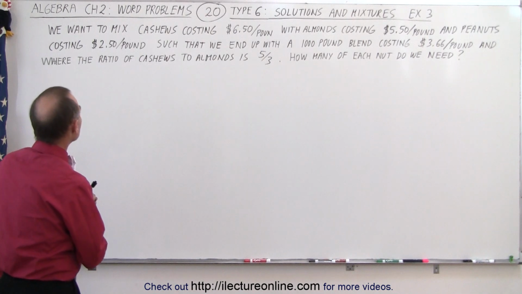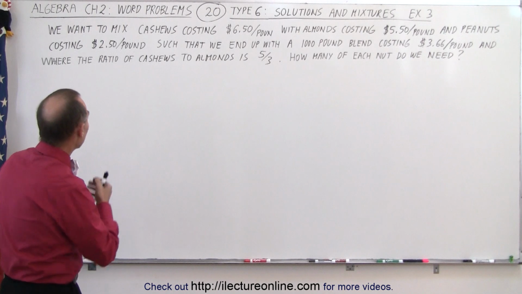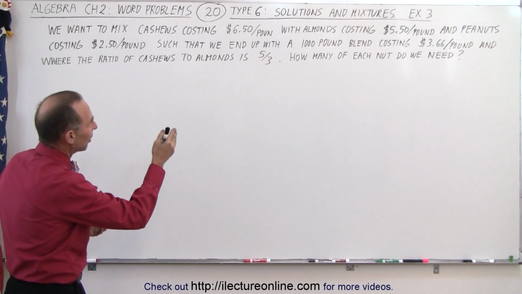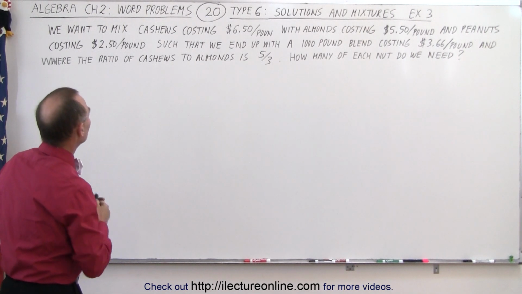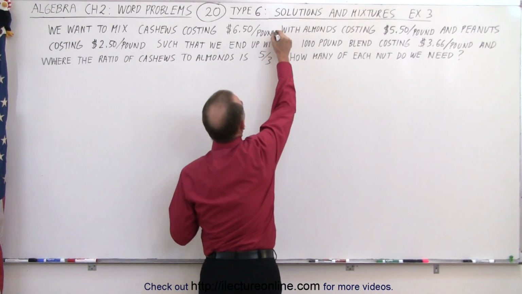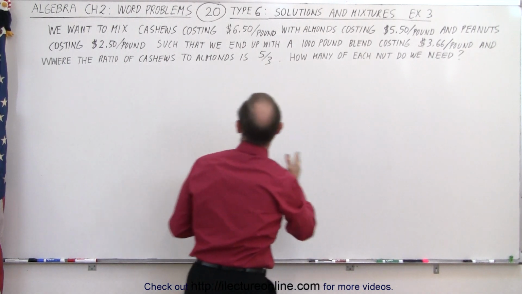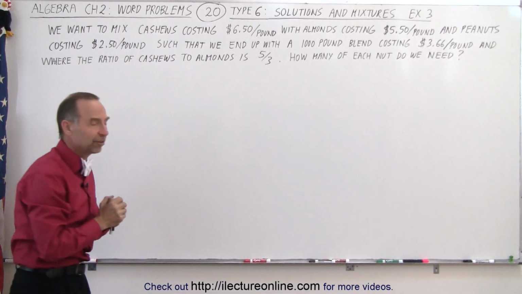In this case, it'll be a mixture problem. What we're trying to do here is put different kinds of nuts together. We have cashews, we have almonds, and we have peanuts. The cashews cost $6.50 per pound. The almonds cost $5.50 per pound, and the peanuts cost $2.50 a pound.